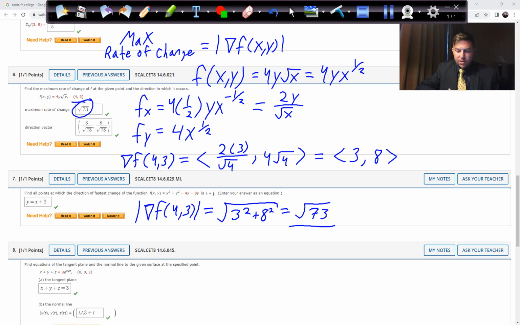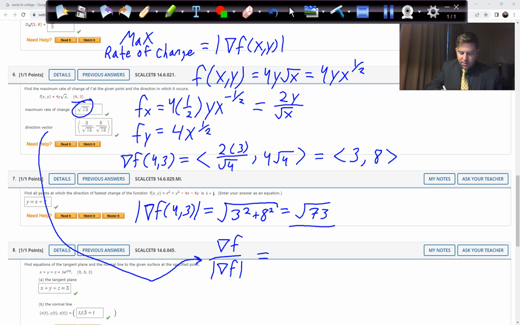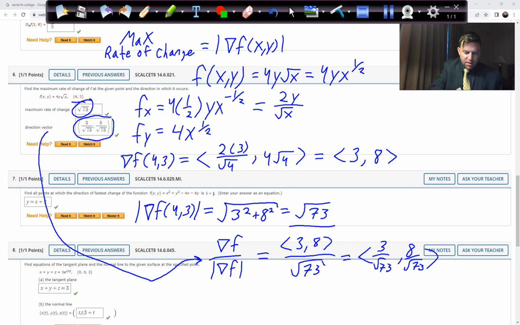Okay, now the direction vector is just taking the gradient of f and dividing by its magnitude. So this direction vector, I should have written that, is the gradient of f divided by its magnitude. Well, the gradient is 3, 8, and its magnitude is root 73. So you just get a vector now, 3 over root 73, comma 8 over root 73. So almost nothing to do there. We had all those numbers already, and so we get the direction vector.